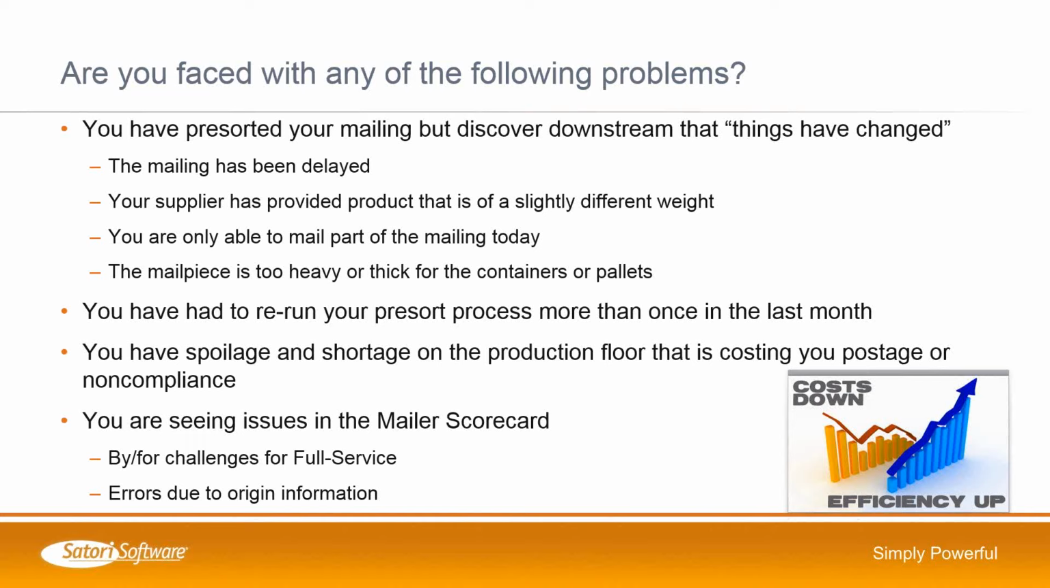So some other things I want you to answer for yourself. Have you had to rerun your presort process more than once in the last month? And do you know how much that's costing you? Or do you have spoilage and shortage on the production floor? Another common area is related to the USPS's mailer scorecard, and I think everybody's been experiencing some pain points associated with that, and just a couple common areas where our customers are seeing some issues are challenges related to full service, and errors due to origin information.